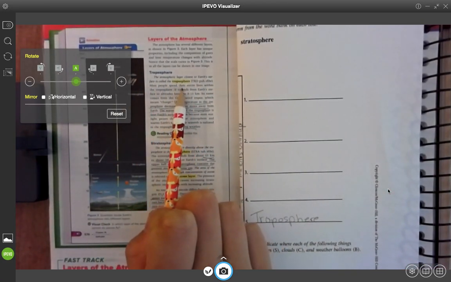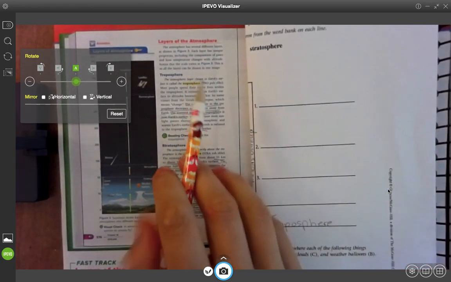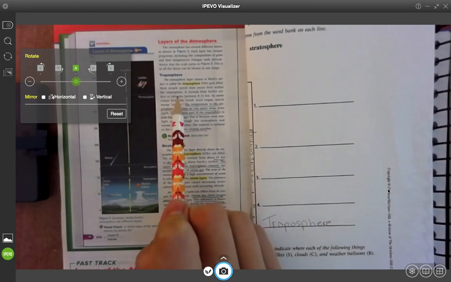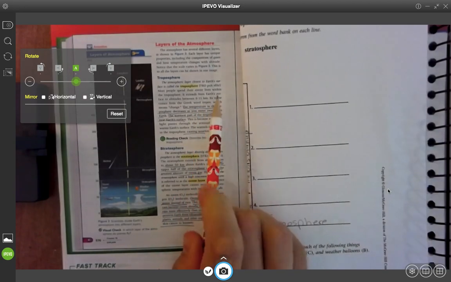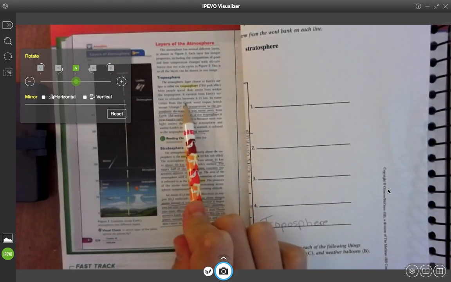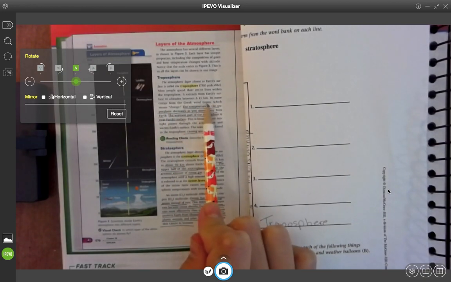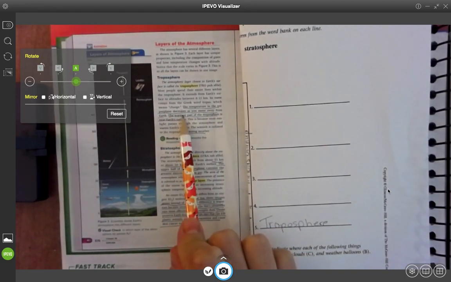Let me adjust this just a little bit. Okay, maybe you can see it a little bit better. So most people spend their entire lives here in the troposphere, and here's a good picture of it. It extends from Earth's surface at an altitude between 8 and 15 kilometers. The name comes from the Greek word tropos, which means change. The temperature in the troposphere decreases as you move upward.